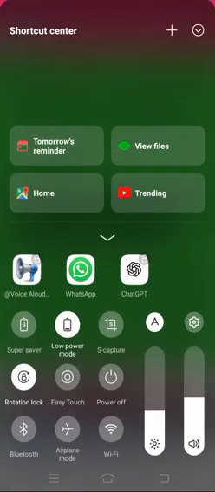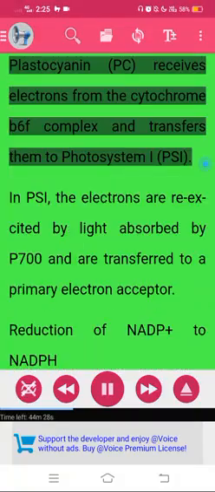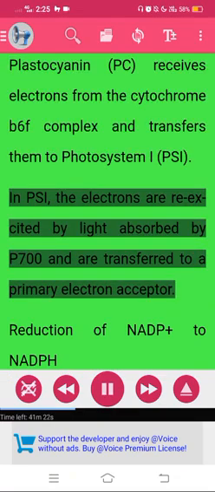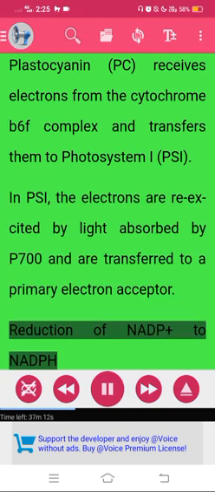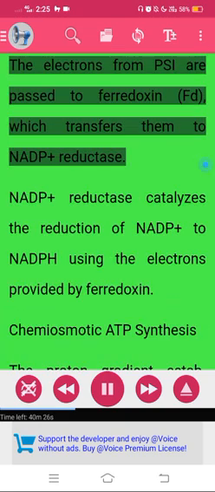Electron transfer to plastocyanin and photosystem I. Plastocyanin (PC) receives electrons from the cytochrome b6f complex and transfers them to photosystem I (PSI). In PSI, the electrons are re-excited by light absorbed by P700 and are transferred to a primary electron acceptor. Reduction of NADP+ to NADPH. The electrons from PSI are passed to ferredoxin (Fd), which transfers them to NADP+ reductase.